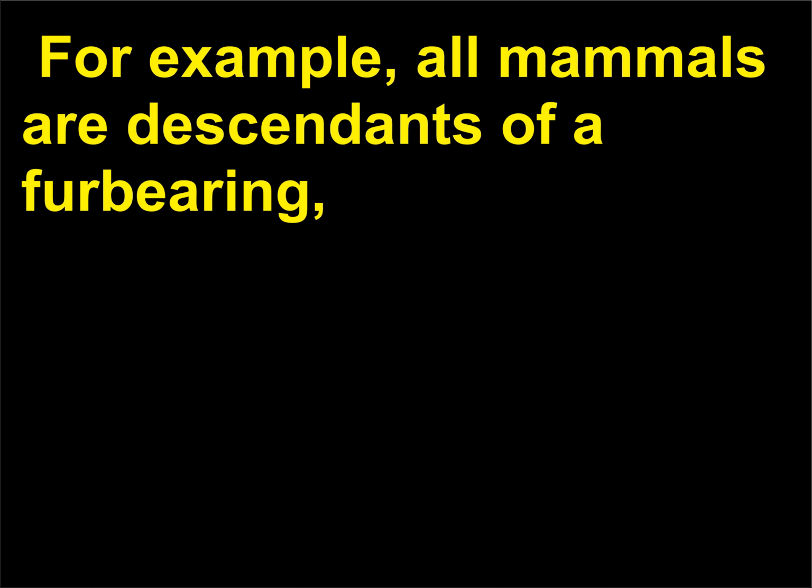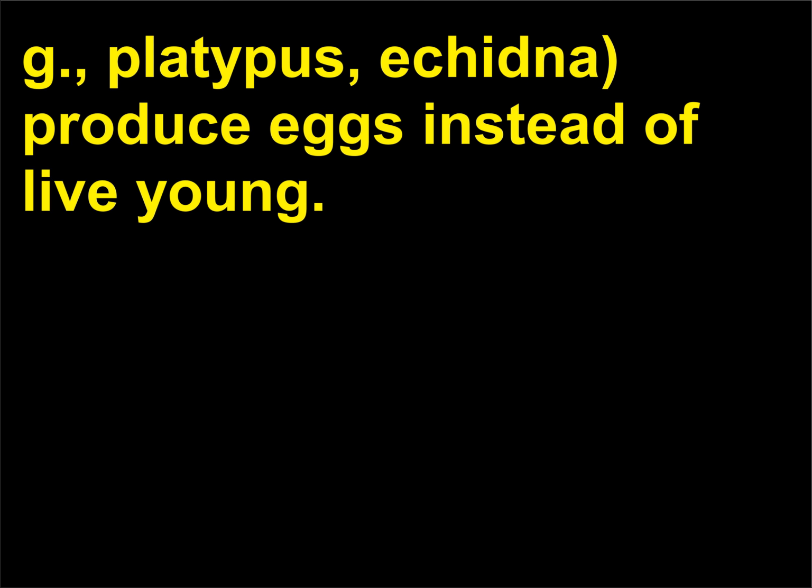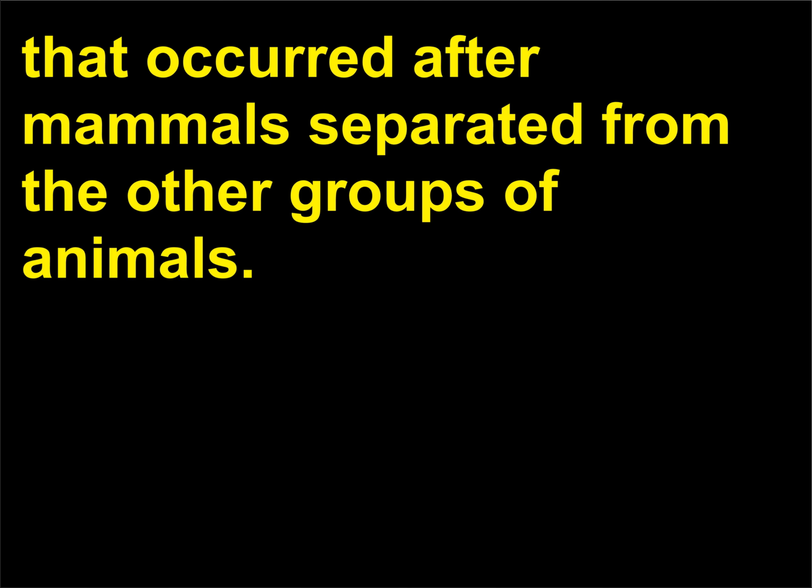For example, all mammals are descendants of a fur-bearing, milk-producing ancestor, even though some mammals, e.g., platypus, echidna, produce eggs instead of live young. The most parsimonious explanation is that live bearing is a secondary adaptation that occurred after mammals separated from the other groups of animals.